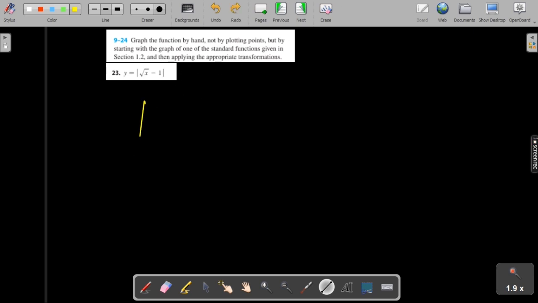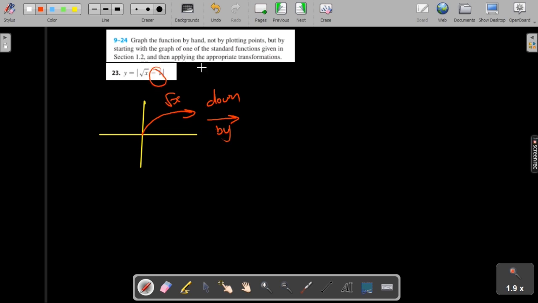So the standard function we're going to start with would be square root of x. So the standard function is as follows. This would be square root of x. Then we're going to apply a transformation, which would be shifting it down by 2. So it's not 2, it's a 1. Sorry about that. So shifting it down by 1.